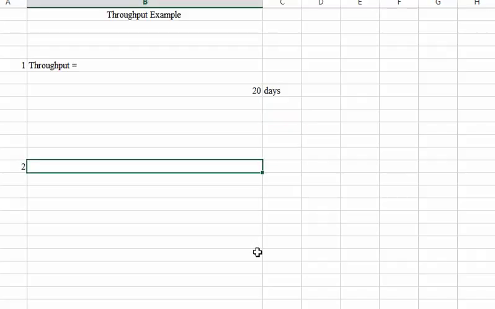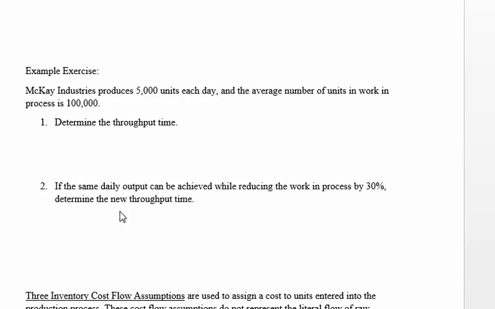Okay, now they go on in number 2 to ask if the same daily output, 5,000 units a day, can be achieved while reducing work in process by 30%. Determine the new throughput time. Okay, so it's the same formula, but to reduce work in process by 30%, well, 30% of 100,000, of course, would be 30,000 units.